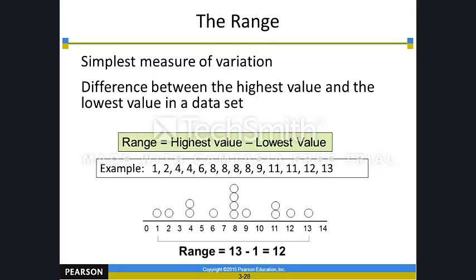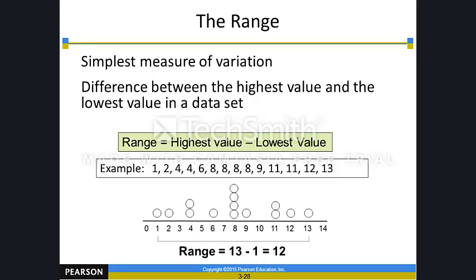So the first one we'll look at is range. Range is very simple. Range is the difference between the highest value and the lowest value. So range is the highest value minus the lowest value. Now, it's always important you arrange your data from the lowest number to the highest number. This helps you to do your median, and it helps you to even identify the range quickly.